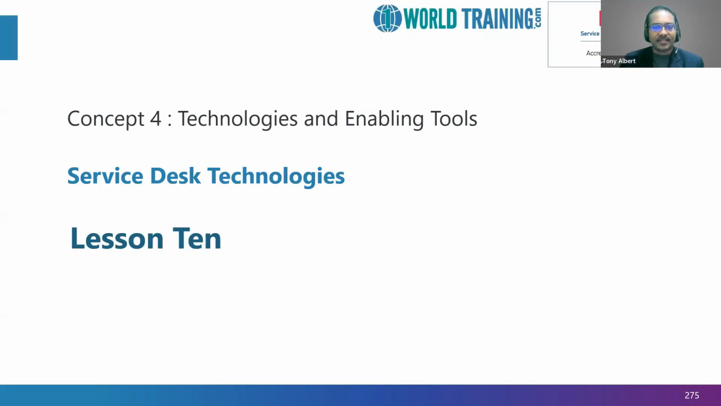Lesson 10, Service Desk Technologies. This lesson is taken from Concept 4 on technologies and enabling tools.